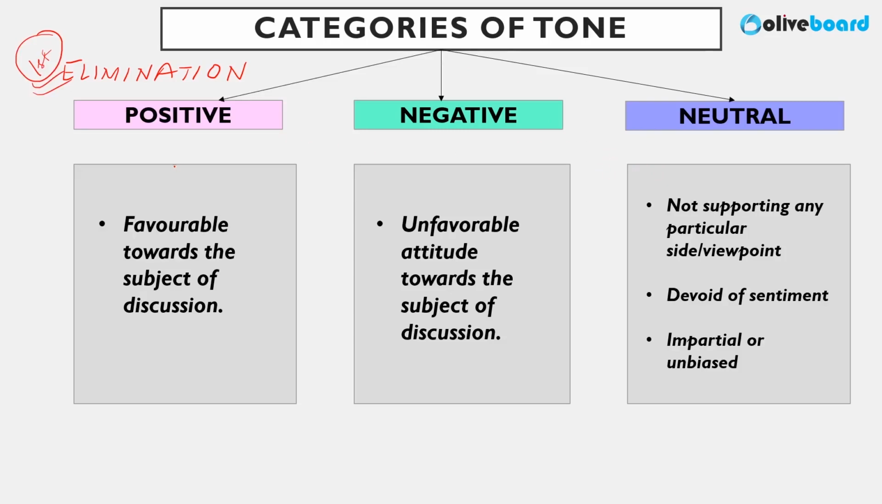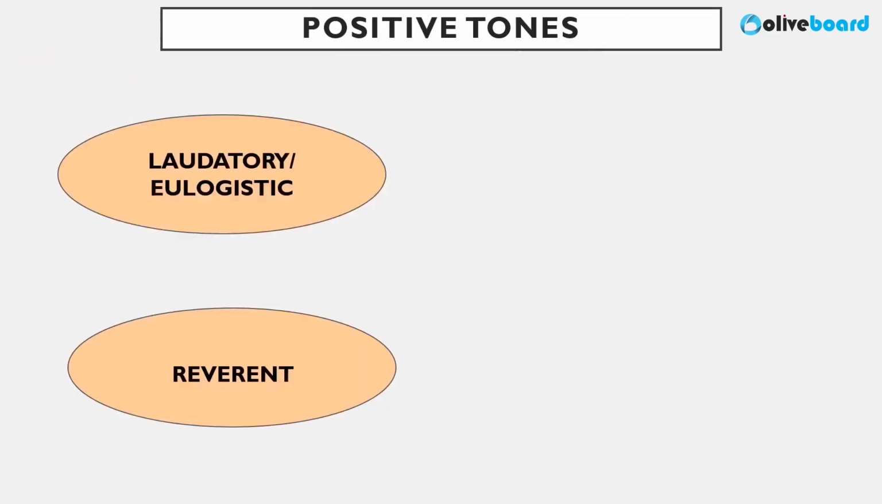Now see, in your option choices, mostly you will see common positive, common negative and common neutral tones. If you already know the meaning of these tones, if you have heard these tones, then it will be simple to eliminate. So what we are going to do now is discuss the positive tones in detail. Each tone we'll discuss in detail. First, starting with the positive one.